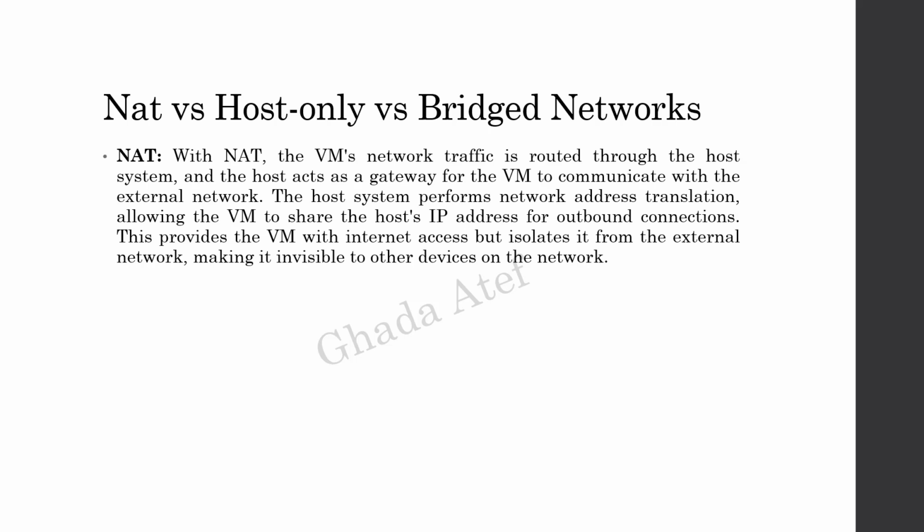With NAT, the VM's network traffic is routed through the host system, and the host acts as a gateway for the VM to communicate with the external network. The host system performs network address translation, allowing the VM to share the host's IP address for outbound connections. This provides the VM with internet access, but isolates it from the external network, making it invisible to other devices on the network.